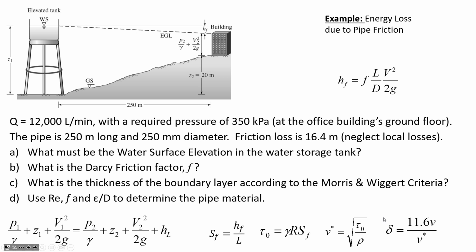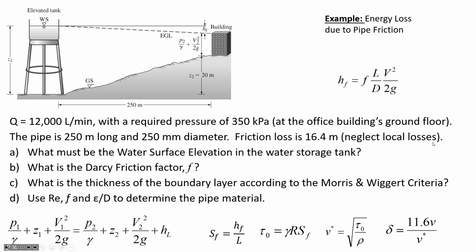So the head loss, H sub F, the head loss due to pipe friction, is 16.4 meters. Now here it said to neglect local losses. Do you know what I mean by that? What are local losses? Aren't they due to different fittings in the pipes and things like that?